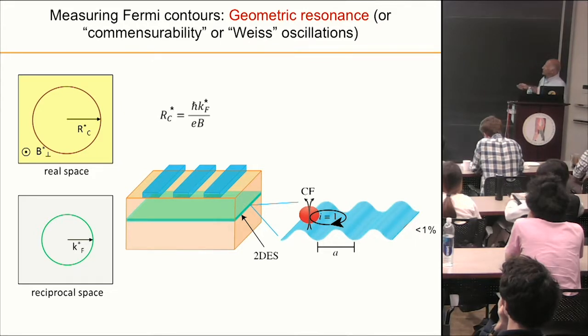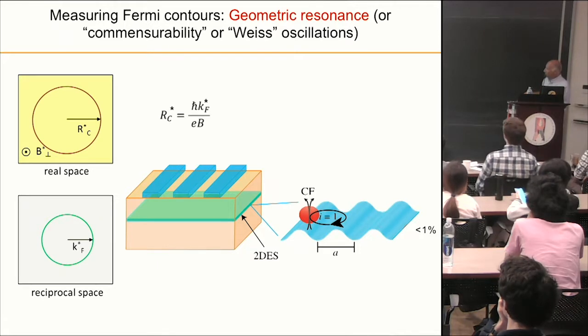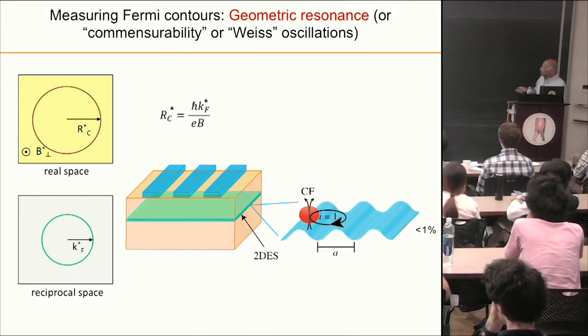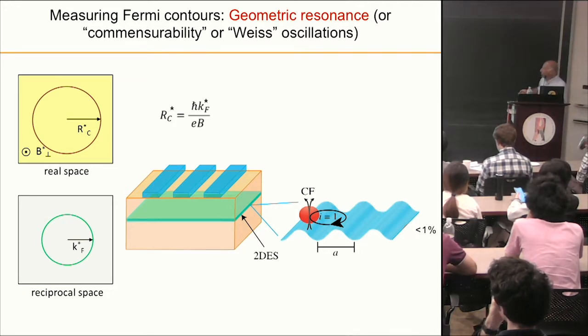Or geometric resonance, because essentially you see a resonance of the orbit with the period. So using this technique, we could measure it, of course, for zero field particles, electrons, and we could measure it also for the composite fermions. If this thing is elliptical, then you expect this to be elliptical, rotated by 90 degrees. And by putting these stripes in the different directions, we can probe it.